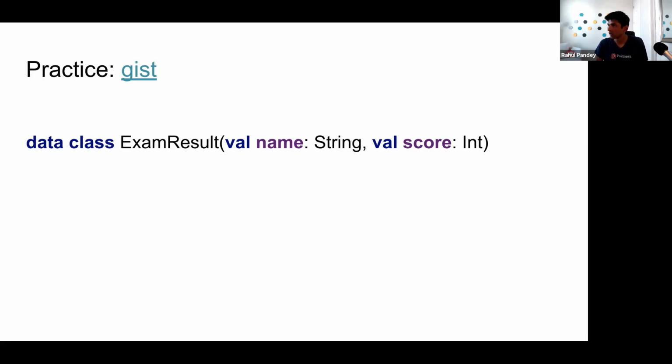Kevin's asking, are function parameters implicitly immutable? Well, that's a good question. Yeah, I think the answer is yes. You can actually add val or var in front of the variable name in the parameter. So in this example here, you have a data class, so name cannot be changed. So I think it depends.